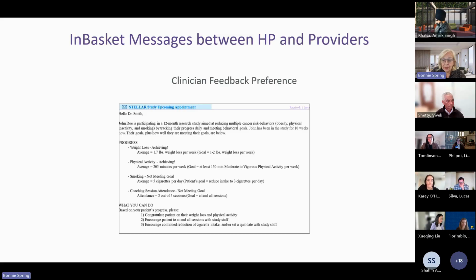What they wanted was to get an in-basket message from us that was basically a crib sheet. It told them, how's the person doing? They've got several goals, a weight loss goal, physical activity, smoking, and are they coming to treatment? It would tell them whether they were achieving or not achieving, and then it would give them a crib sheet for what they could say. How they could congratulate the patient if they were doing well, how they could encourage them to do better if they were not. That's what they wanted. They wanted to look good, and they didn't have time to do anything more than that.